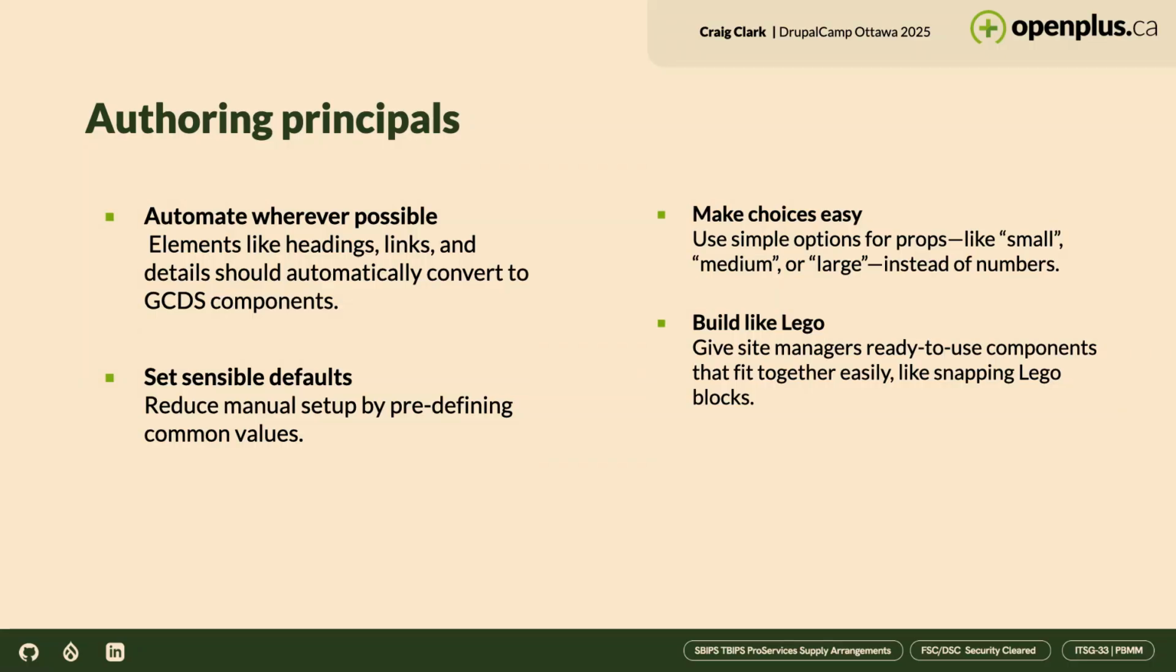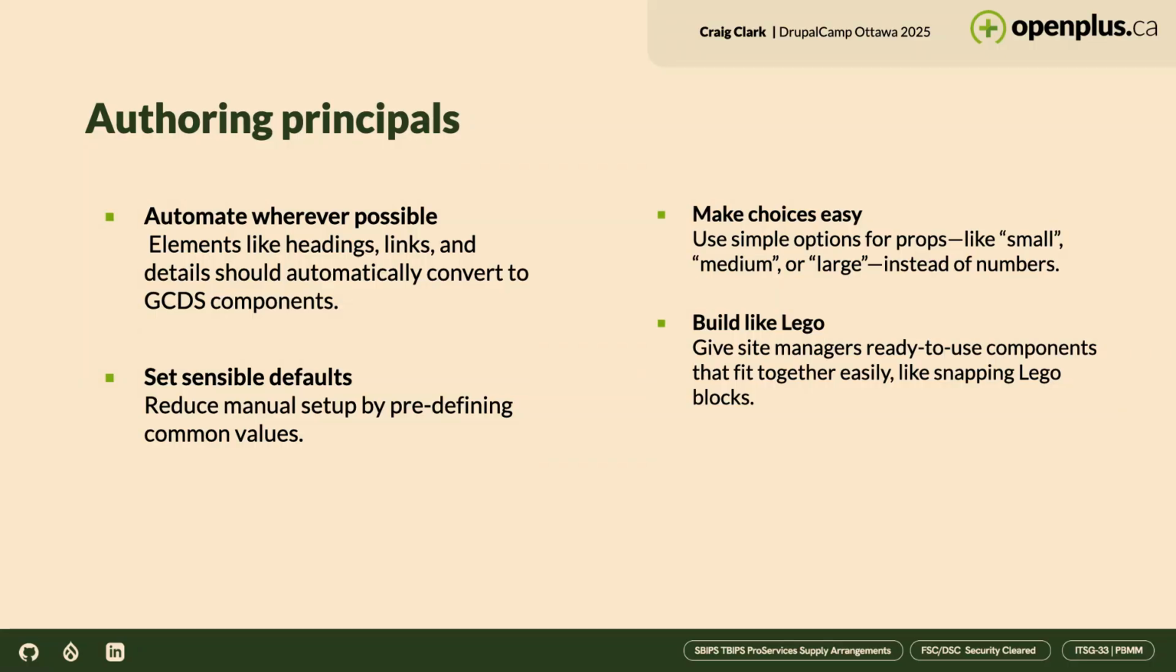But I'm not sure that for a content creator whose job is just to write media releases or whatever, they're going to know what M500 means. So we've simplified those choices. We use words like small, medium, large. We map those to the GCDS properties.